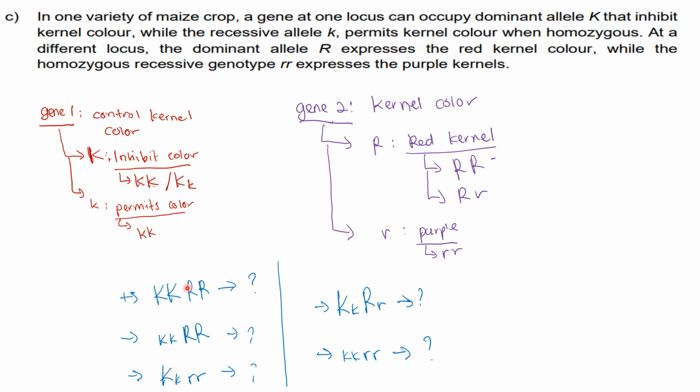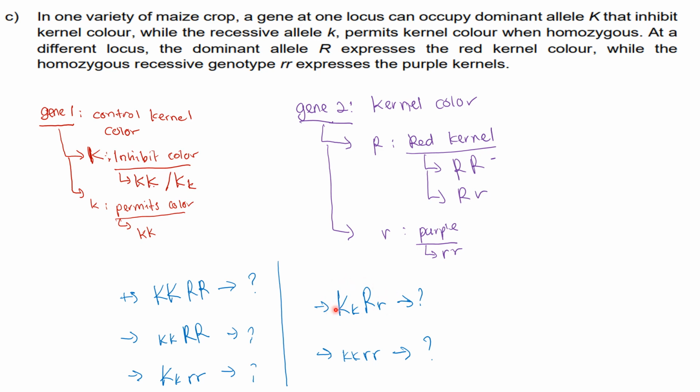Colorless, that are colorless basically. So although the second gene is homozygous dominant, because the first gene is homozygous dominant, it will inhibit the expression of red color. So the kernel color will be colorless. Okay, so same goes to this phenotype.